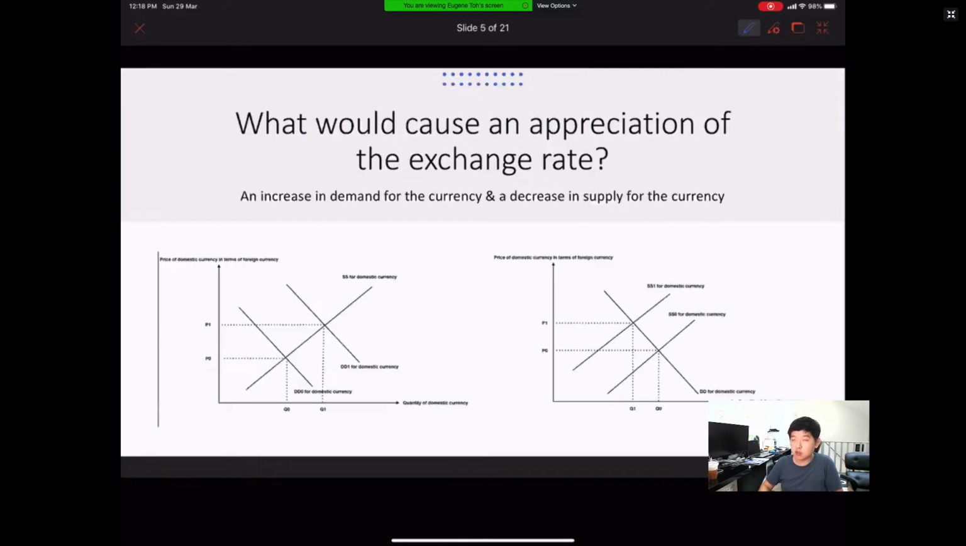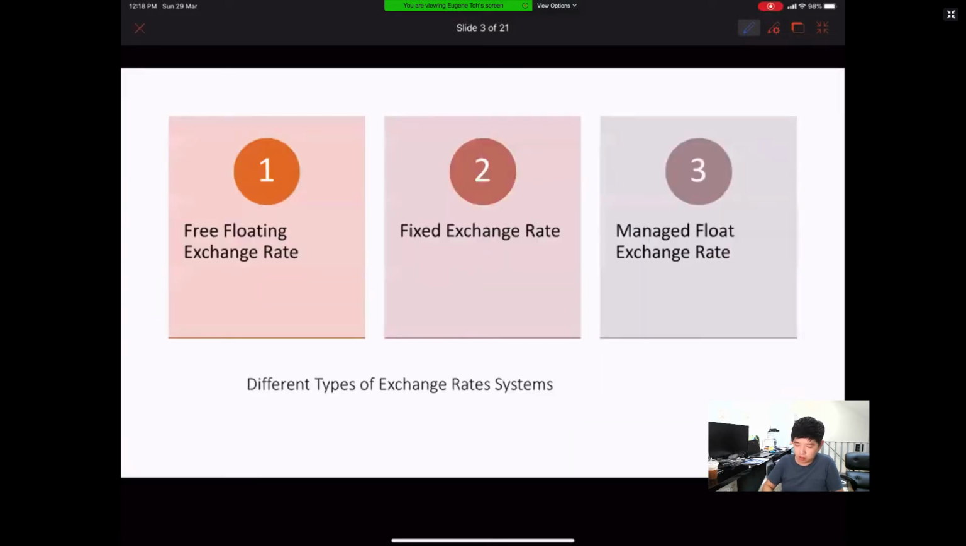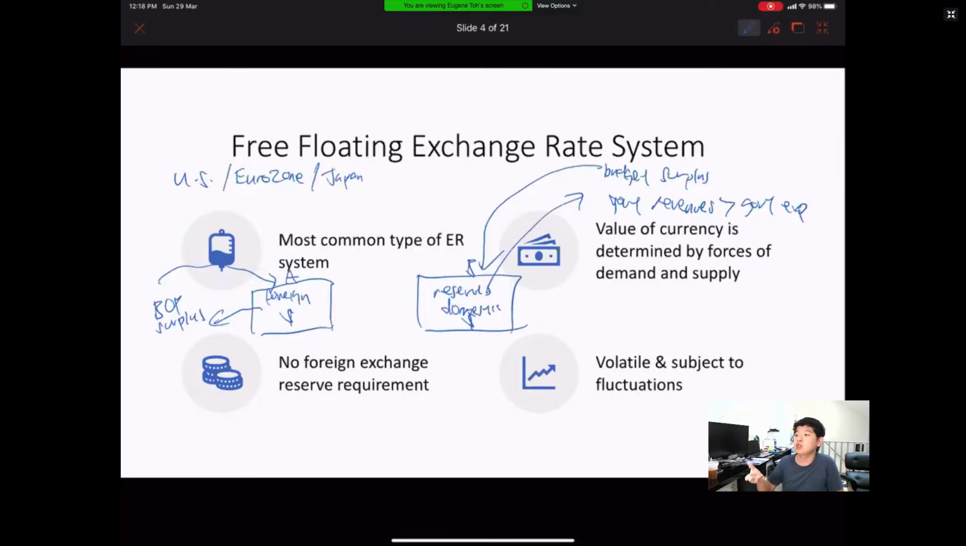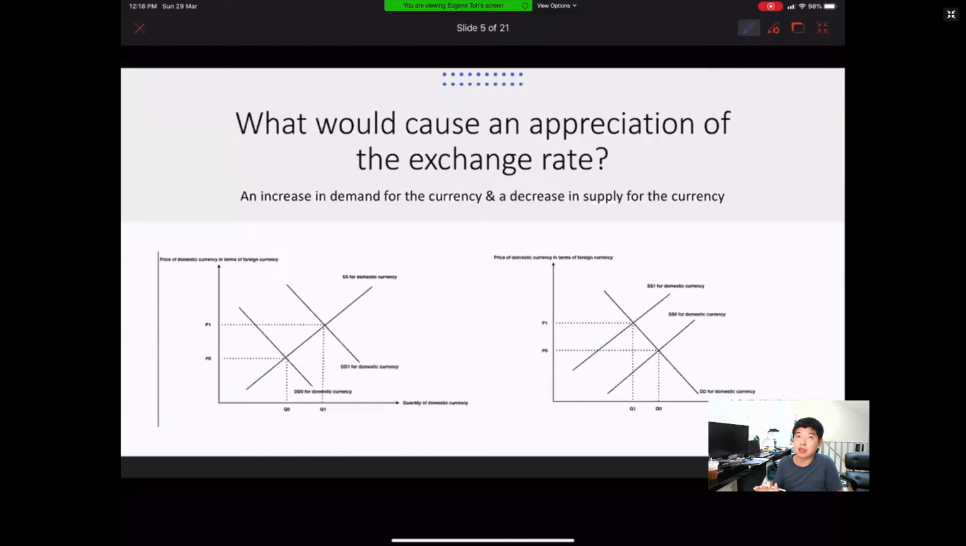Okay, so let's go on to talk about what changes currency in a free floating exchange rate system. If your country is adopting a free floating exchange rate system, then your appreciation or depreciation will be entirely due to forces of demand and supply. So we're going to start looking at some demand and supply diagrams.